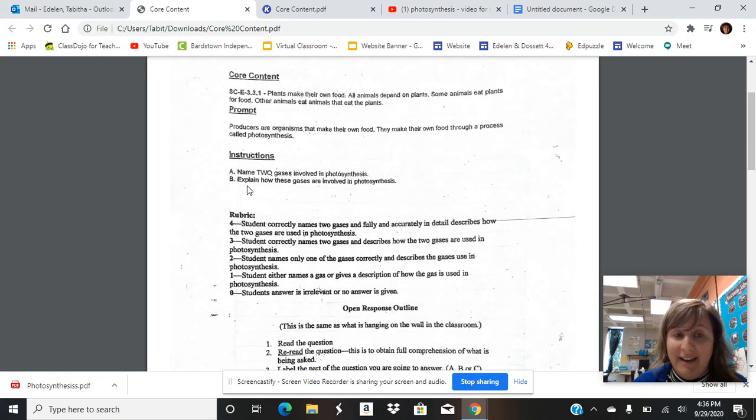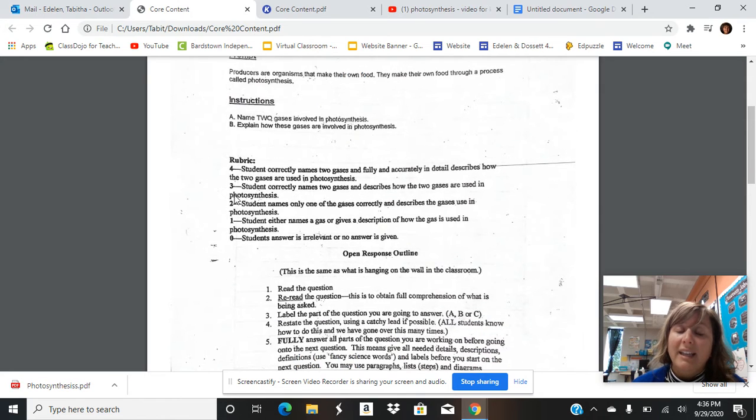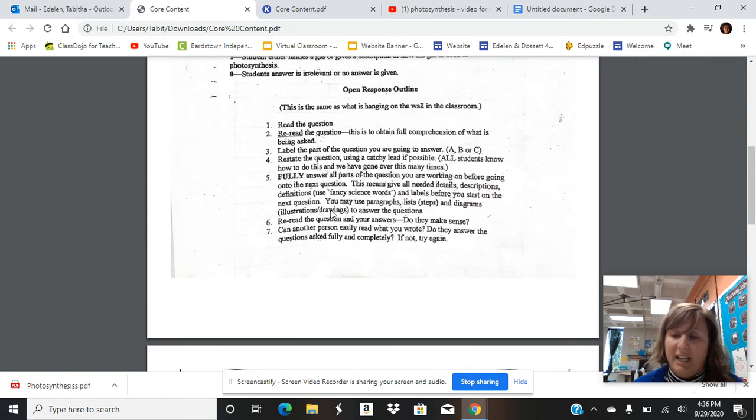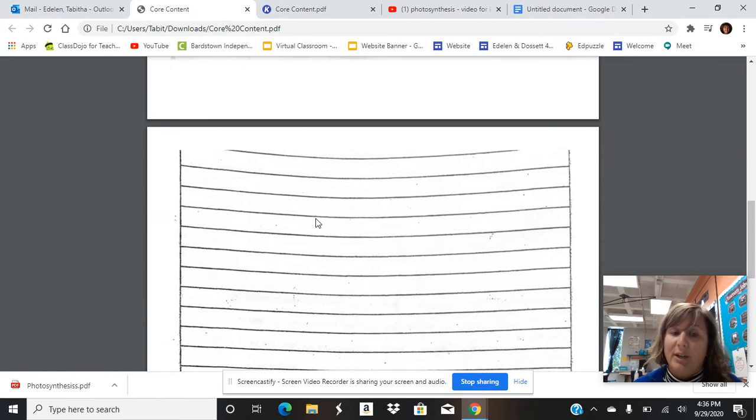So in part A, you're going to name 2 gases involved in photosynthesis. Part B, you're going to explain how these gases are involved in photosynthesis. And then we give you a rubric. So this would be a distinguished, a score of a 4, proficient, apprentice, novice, and you won't score 0. And this kind of gives you some pointers on how to answer your question.